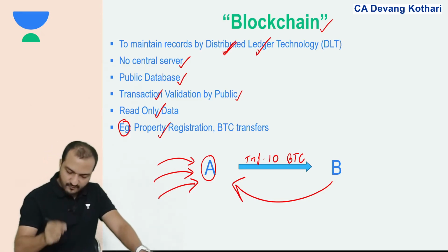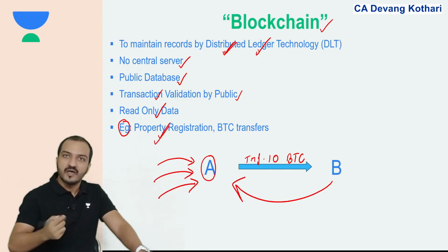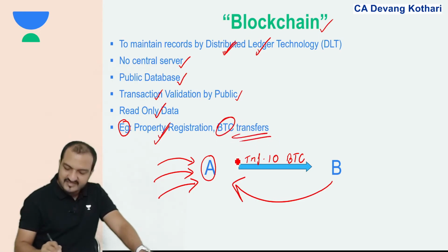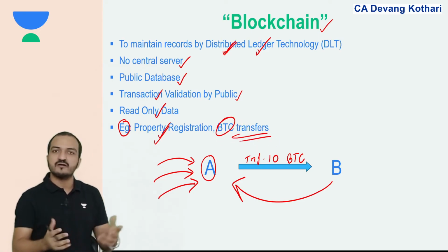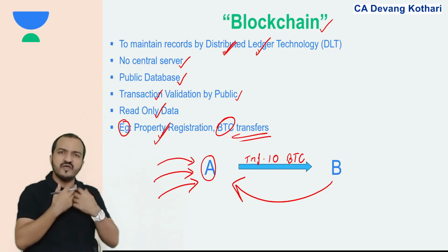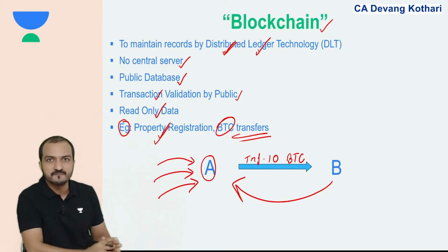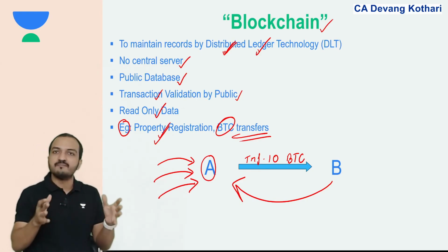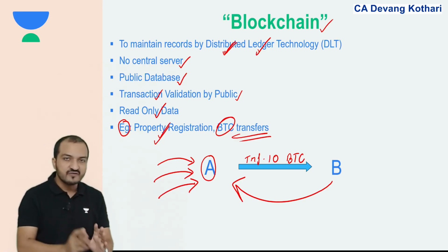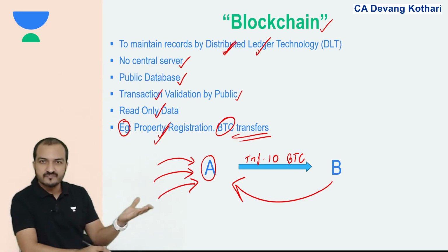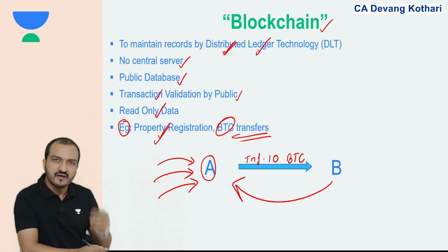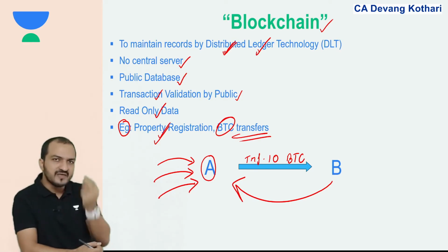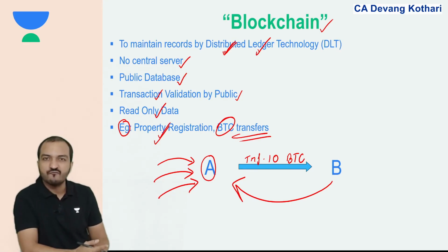It can be used for property registration transactions, it can be used for bitcoin transfer transactions, it can be used for patient medical records, it can be used for various other aspects, various other things in the industry, right? So in our syllabus there is a detailed discussion of where this blockchain concept is used. I have given only examples of 2 places, but from these 2 examples at least I'm sure you must have got a basic idea of what blockchain means.